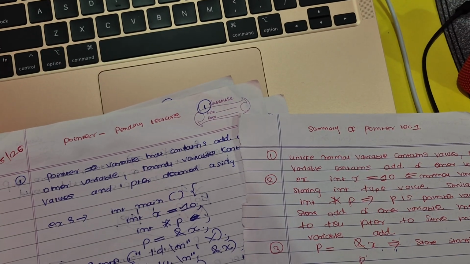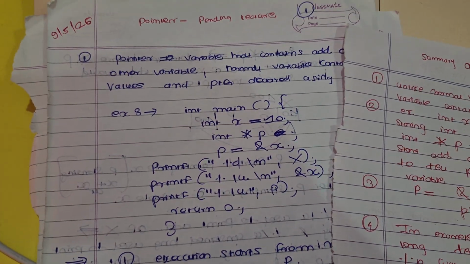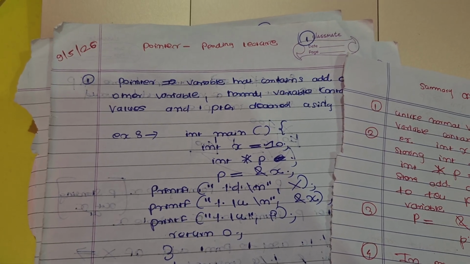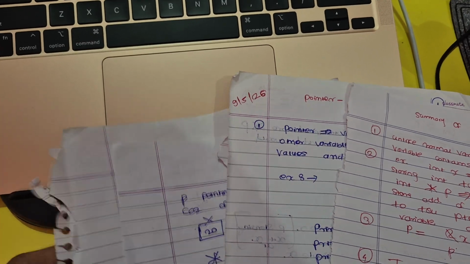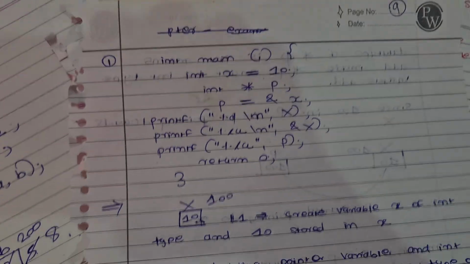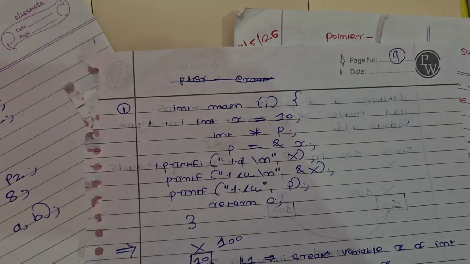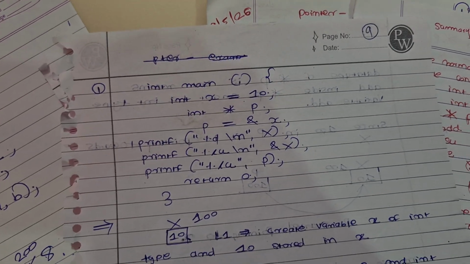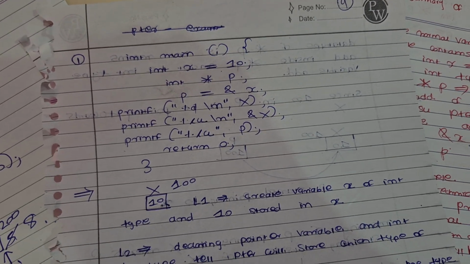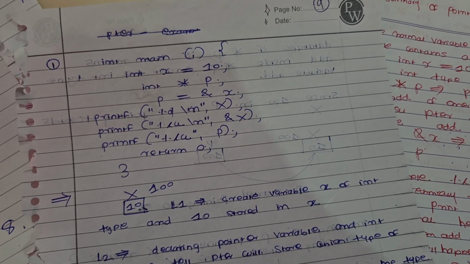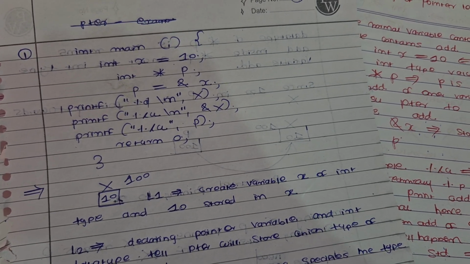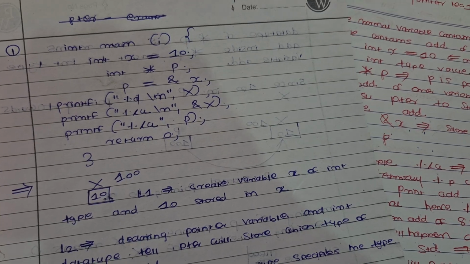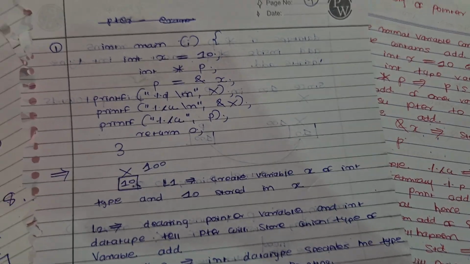After that, there was one example through which we can understand the concept of pointer. Int x equal to 10, int *p, then p equal to address of x, then printf statements are there. The first line: we need to assign 10 to variable x. Create a variable x of int type and 10 is stored in x. That's a very basic first line.